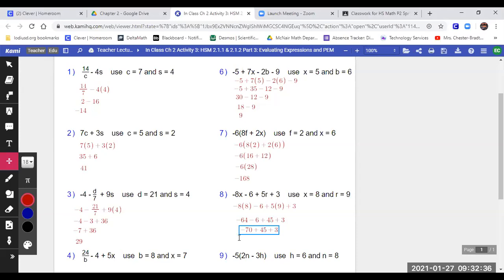Now I got to do that -70 and +45. Are those the same sign? Not the same sign. So we subtract 70, take away 45. And the sign for the 70, because it's a bigger number, is the answer's sign. So is the answer going to be negative or positive? Negative. So it's going to be -70 minus 45.